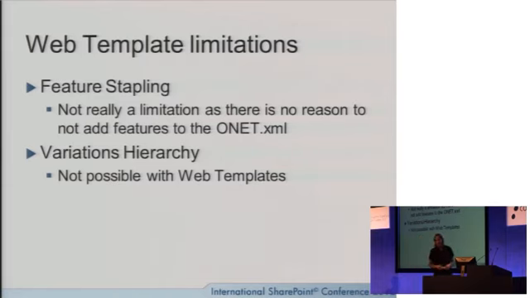So that doesn't matter. We don't really need feature stapling in this case, because we used feature stapling with site definitions to help us make modifications to existing site definitions that we already created sites based on, or to modify out-of-the-box site definitions. The other thing that's not available, and this is really not available, is the variations hierarchy. So should you choose to go down the path of using the variations hierarchy, you won't be able to use web templates. But you're in a difficult spot then anyway.